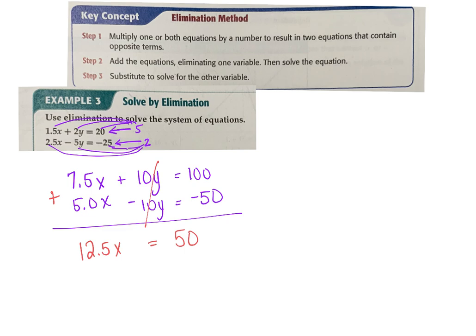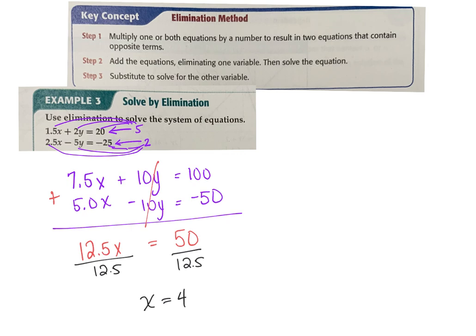Now, if you're using a calculator, we're good to go. 50 divided by 12.5 is 4. If you're not using a calculator, you can shift that over and do 500 divided by 125 is 4. Whatever's easiest for you, all right? But my goal here is to solve for x. 12.5 divided by 12.5. X equals 4.